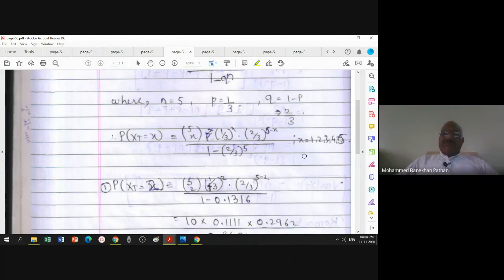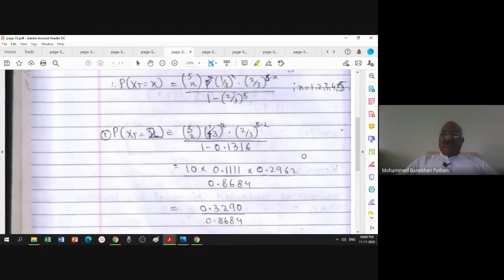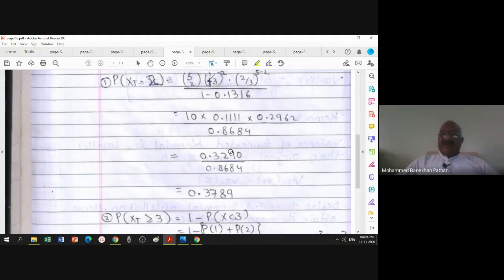Now what is part number 1 asked in the question? From this formula, what is the chance your truncated variable takes value 2? So this is the probability function for any value of x. I want the answer for 2, so just replace x here with 2 and get the answer by scientific calculator. Answer is 0.3789.